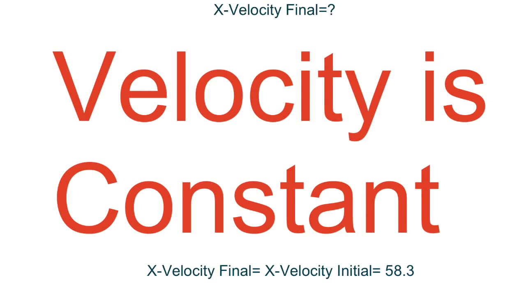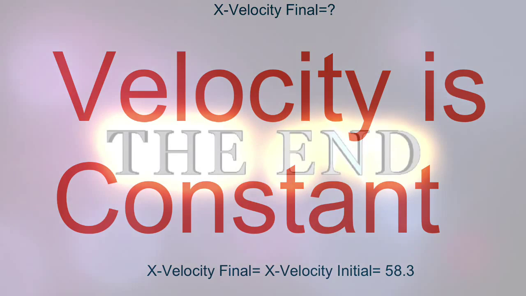The final thing we needed to know was the x velocity, the final velocity of x. There's one important thing you need to know, and that's three words: velocity is constant. The initial velocity at the beginning is also the velocity at the end because there is no acceleration happening. Because of this, the final velocity is equal to the initial velocity, which is equal to 58.3.